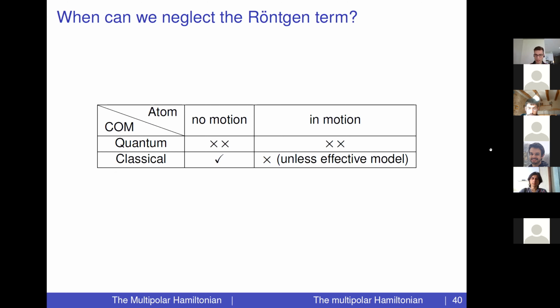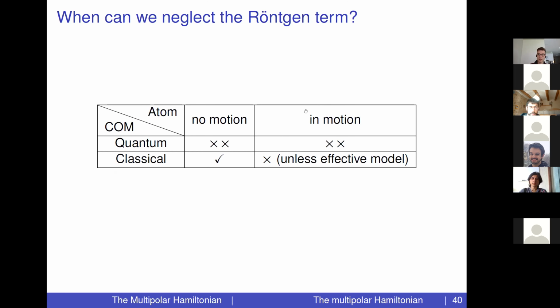But through this entangling interaction between all field degrees of freedom, you always will have some kind of spread in the center of mass momentum, and you will never really be able to neglect this Röntgen term. What we did in the very first part of this talk was this box here. So we had a classical center of mass and no atomic motion. And of course, there was no Röntgen term since we had no atomic center of mass motion.